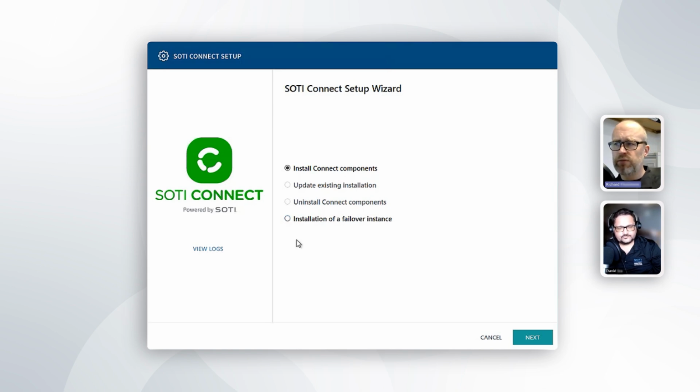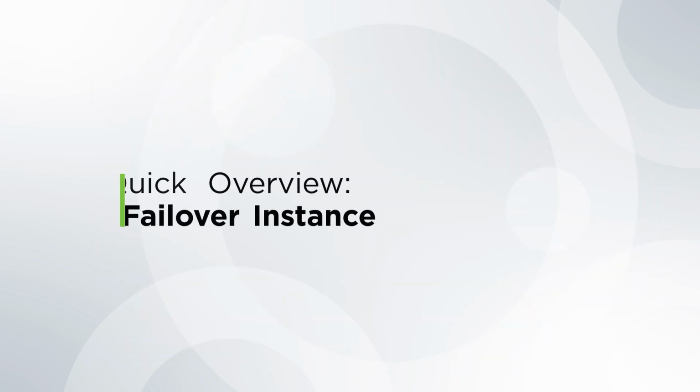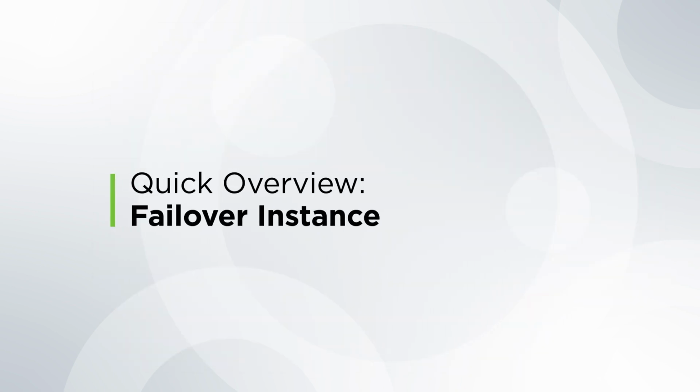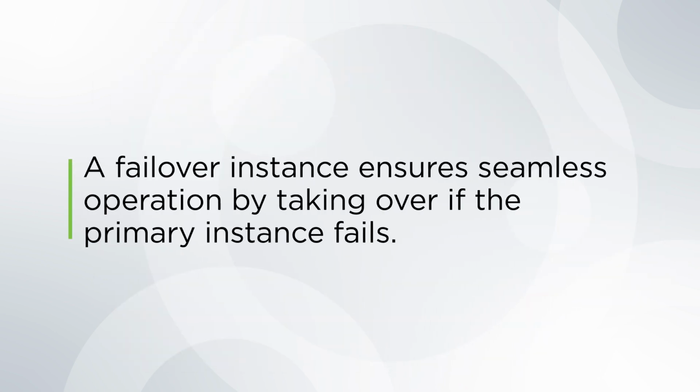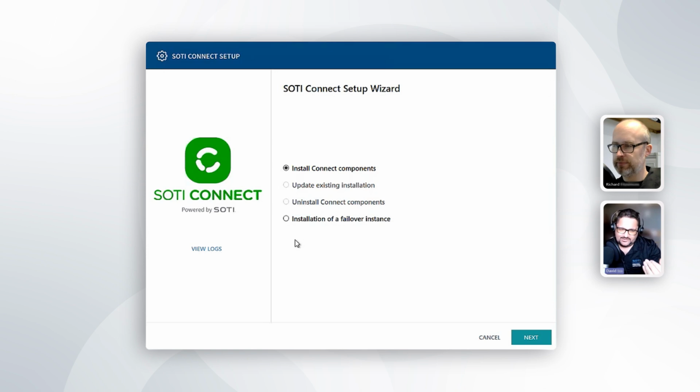David, we're not going to specifically run that today, but can you just give us a little bit of an overview of what a failover instance is? Certainly. So as you can see, the updating elements are grayed out because it's not detecting that an instance of Connect exists on this machine. But should you have an actual instance of SOTI Connect somewhere else and you want to install a secondary instance in order to provide redundancy services for your SOTI Connect infrastructure, you can choose the fourth option that's available in this list. Thank you. For us, we'll select Install SOTI Connect Components.